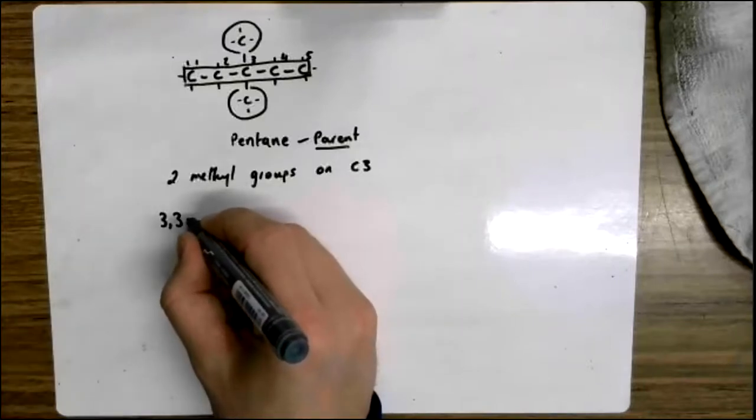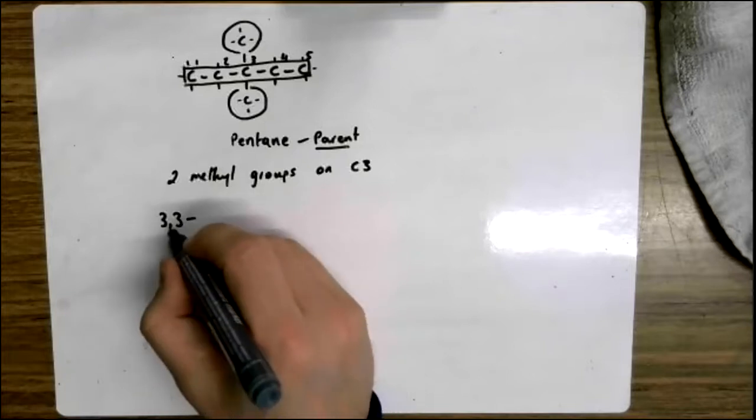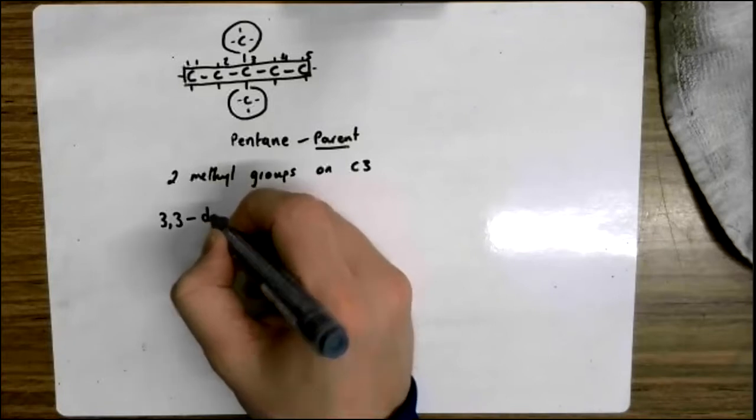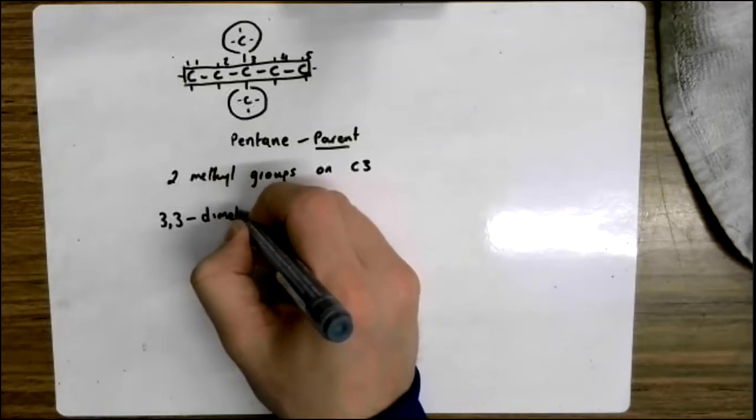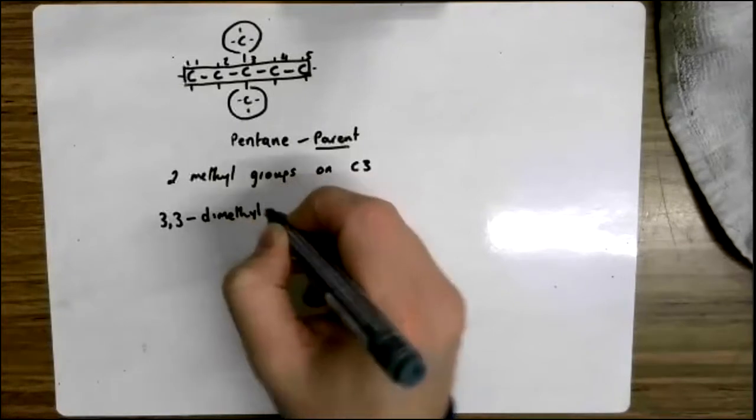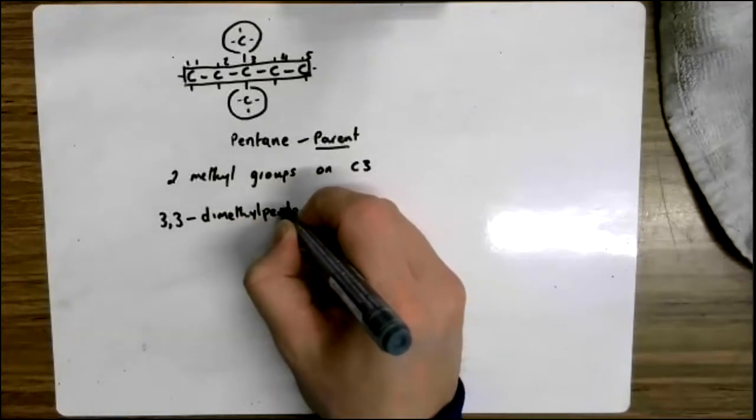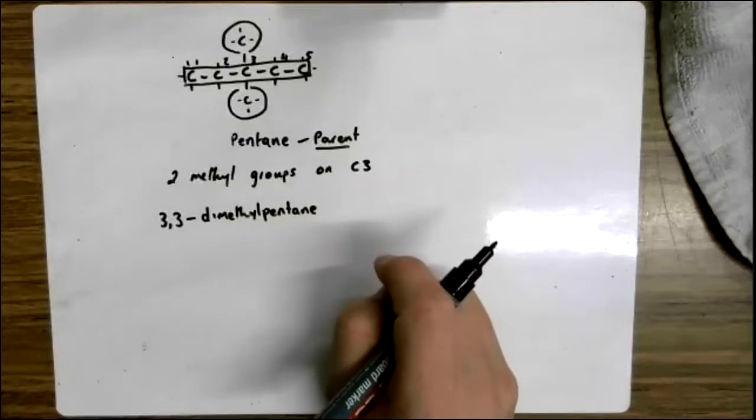Now between a number and a word, we put a dash. So 3, 3, dash. There are 2 methyls, so it's going to be dimethyl pentane. Well done if you got that right.